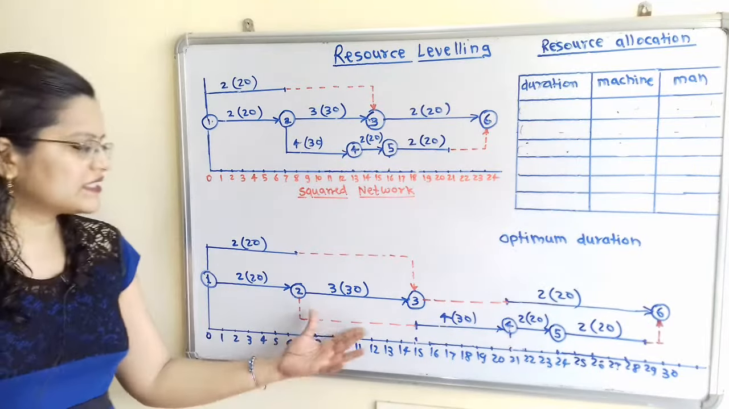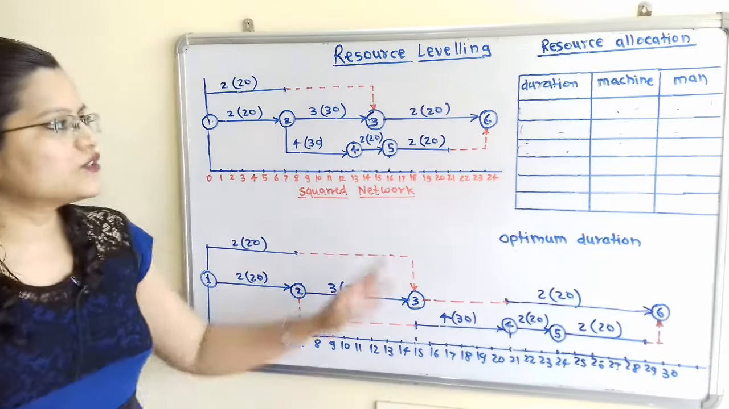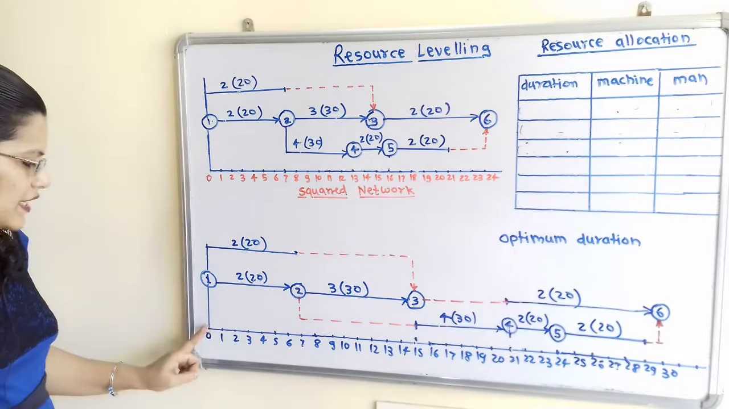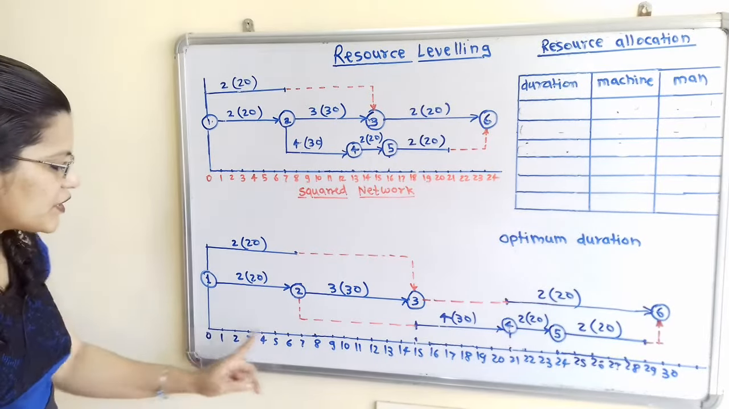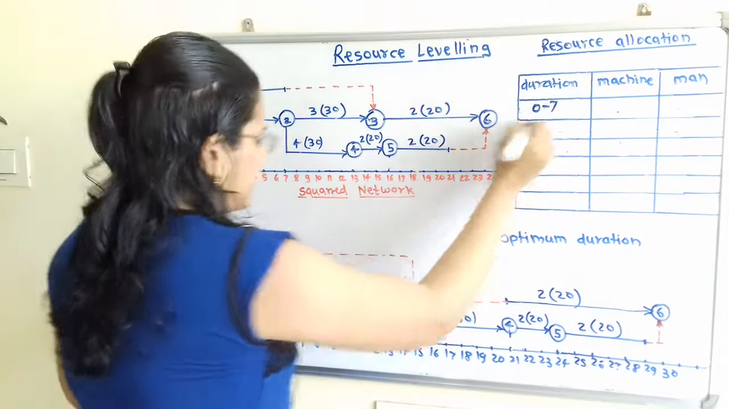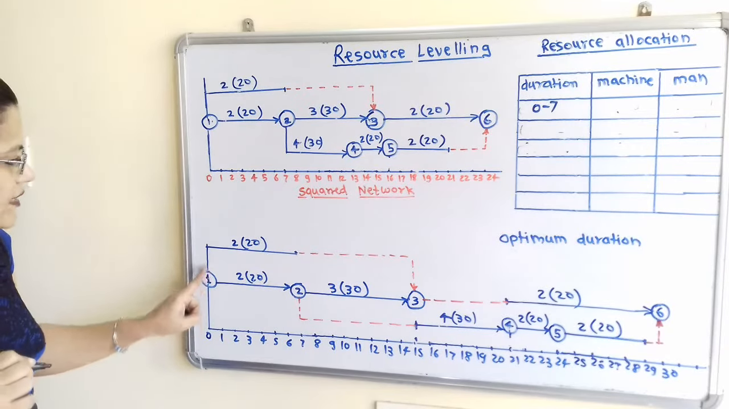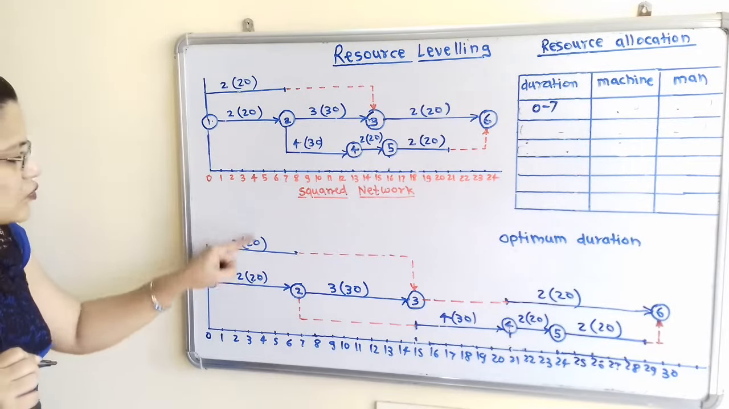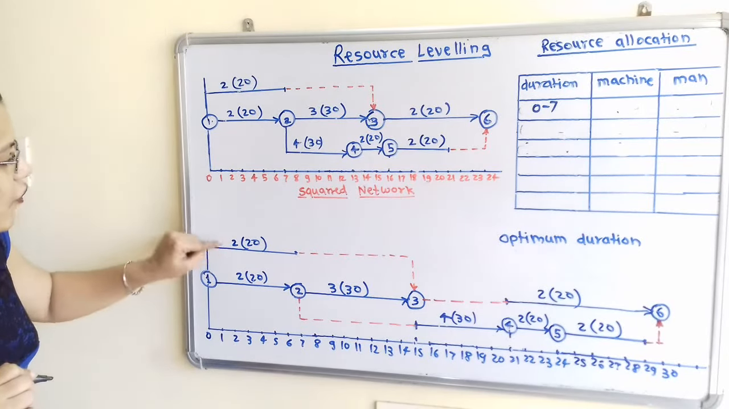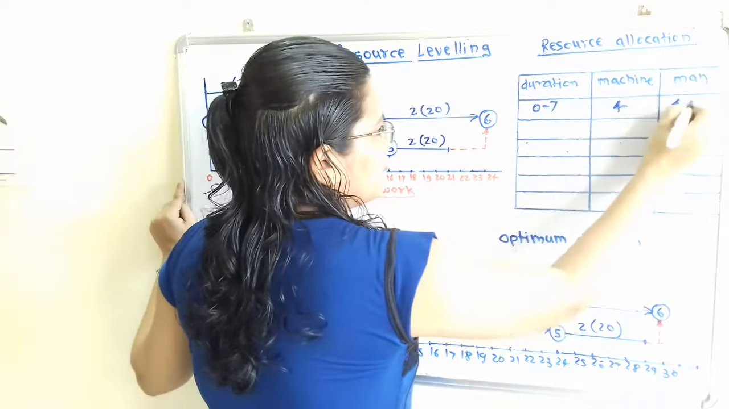With reference to this diagram, we have to prepare the resource allocation table. In this, we have to mention duration, machine and men. Now, if we observe, here the first duration is from 0 to 7 days. So, I will mention here 0 to 7 days. Now, 2 activities are completed, 1 to 2 and then 1 to 3. So, for these 2 activities, because 2 straight lines are mentioned here, 4 machines and 40 men are engaged. So I will write here 4 and 40.